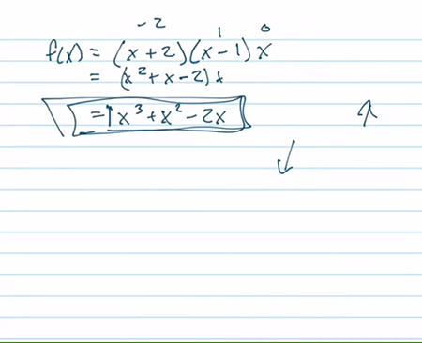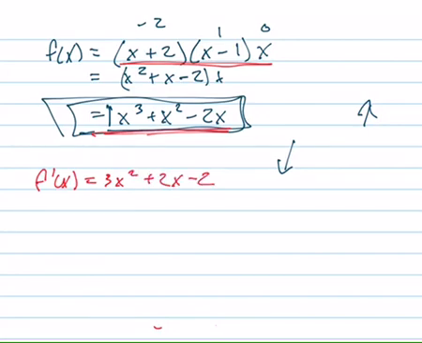So now let's take the derivative of this. f prime of x equals, let's use this form to find the derivative, since it's easier. The derivative of that is going to be 3x squared plus 2x minus 2. What kind of shape is that? It's a parabola, that's right.